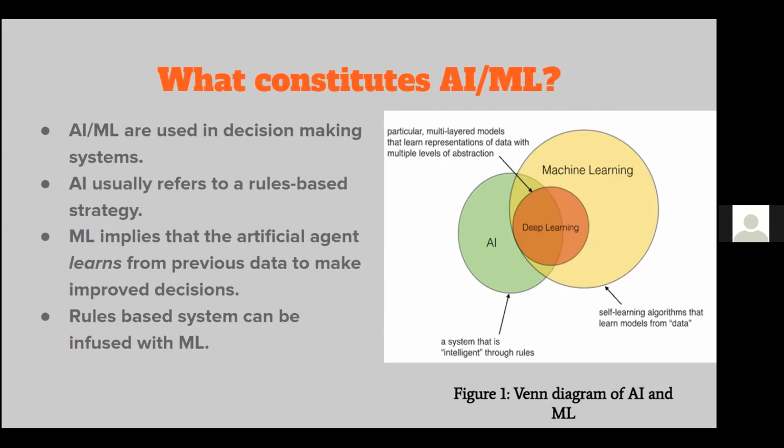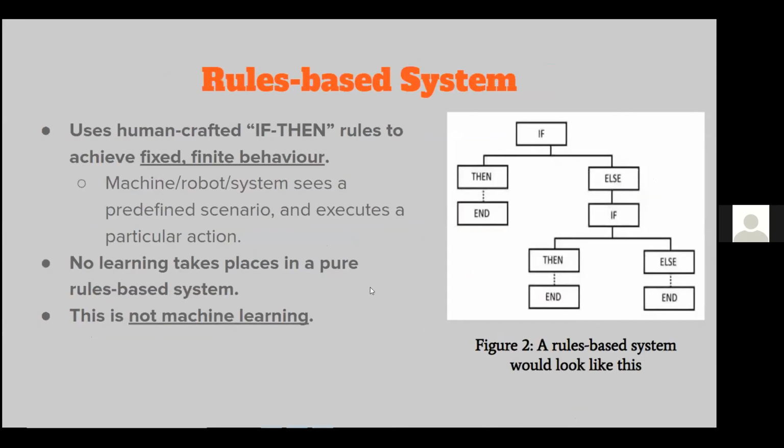So in machine learning, the agent actively learns from its previous or historical data to make improved decisions. So that's where machine learning and AI comes in. First, we'll start off with a rules-based algorithm, and then we'll move on to reinforcement learning. All right. So what do I mean by a rules-based system?